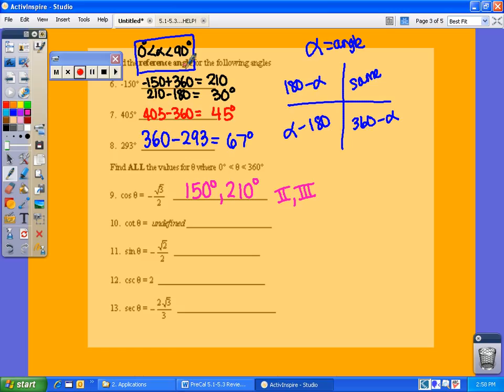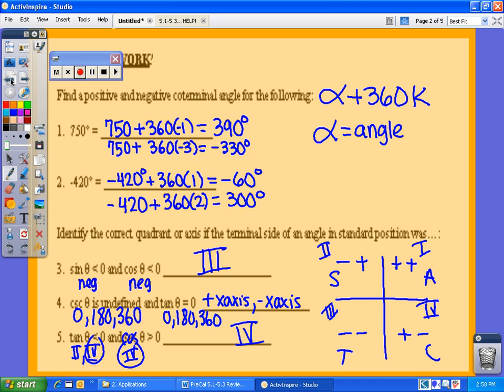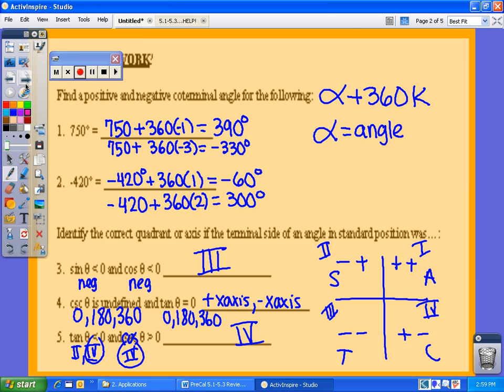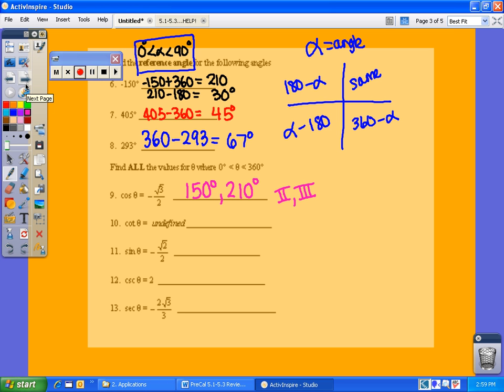Alright, next one says cotangent is undefined. That's referring back to your chart. Cotangent is undefined at 0, at 180, and at 360. Now let's say you didn't remember that or you didn't have your chart. When cotangent's undefined, that means tangent is 0.